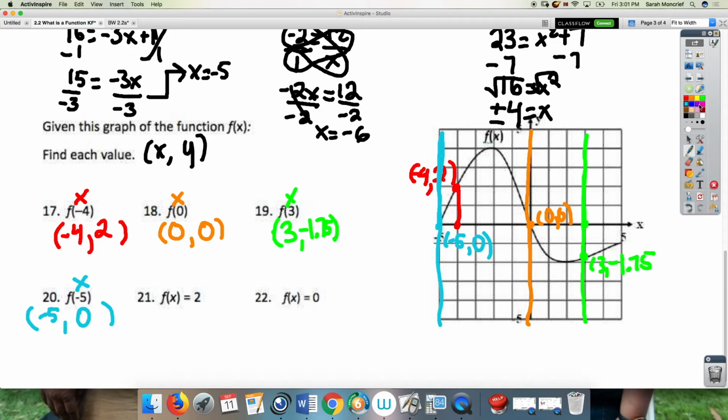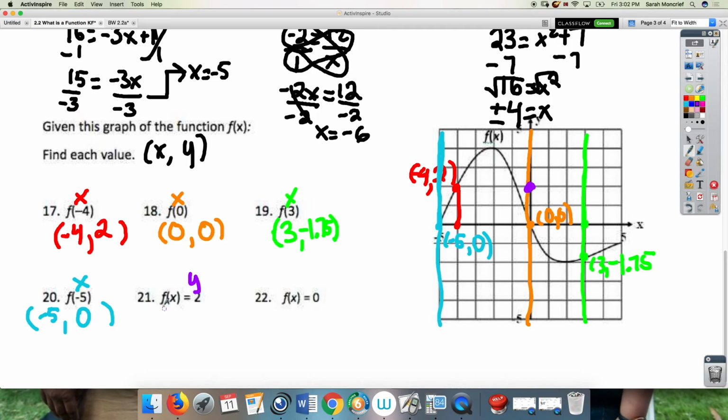All right, let's look at the next one. We were given f of x is equal to 2. Is 2 an input or an output? Output. Why, Jordan? It's outside the parentheses. Very good. So if it's an output, is it an x or a y? Y. Very good. So since it's a y, we find it on the y-axis. Let's go find 2 on the y-axis. 1, 2. Here it is.